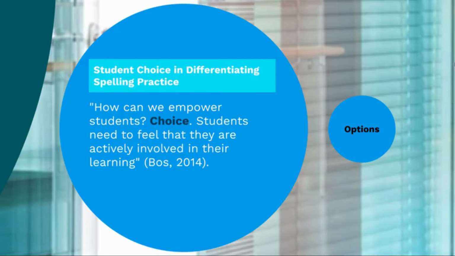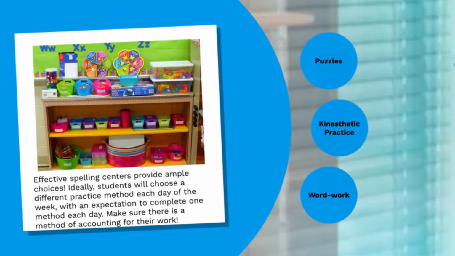Choice. Students need to feel that they are actively involved in their learning. There are several options available to offer a student choice in spelling. Effective spelling centers, you see them in many, many classrooms. They provide ample choices. Ideally, students will choose a different practice method each day of the week with an expectation to complete one method each day.